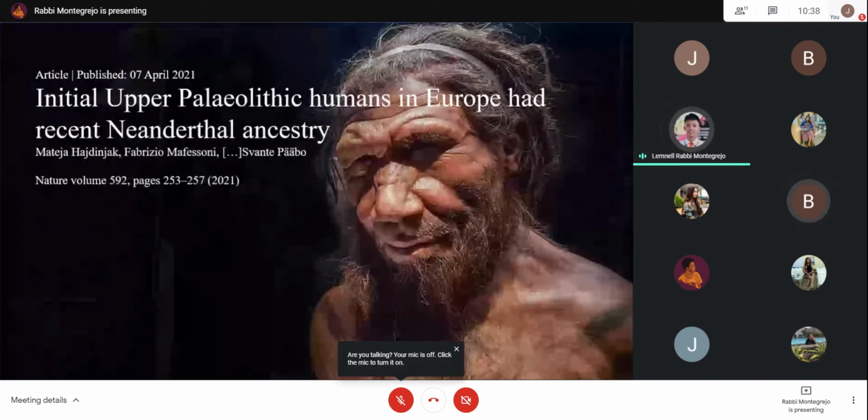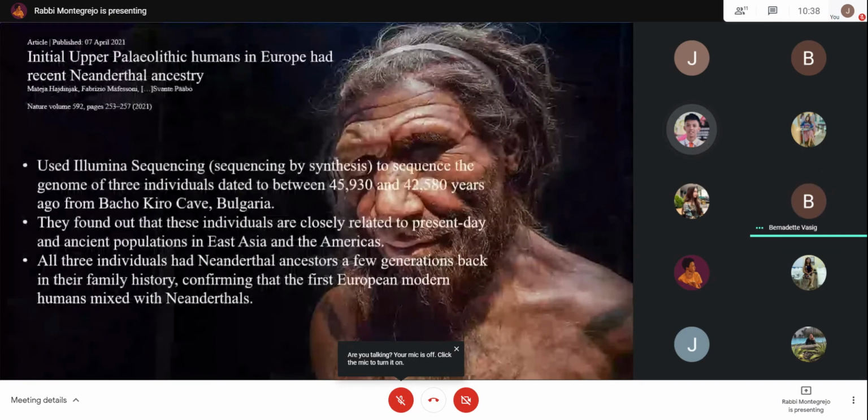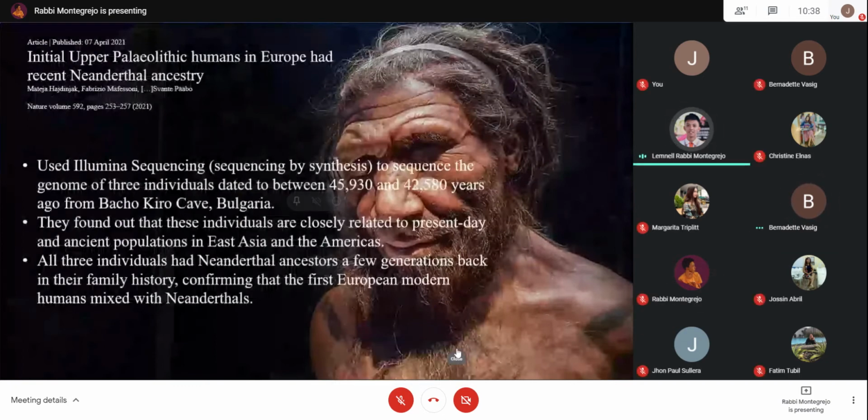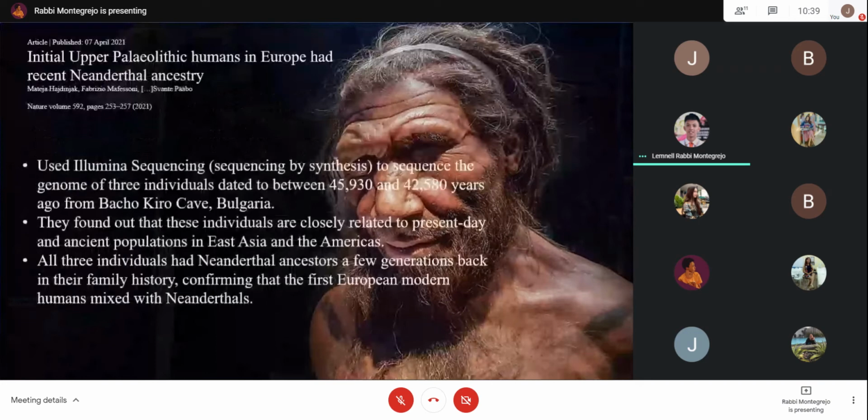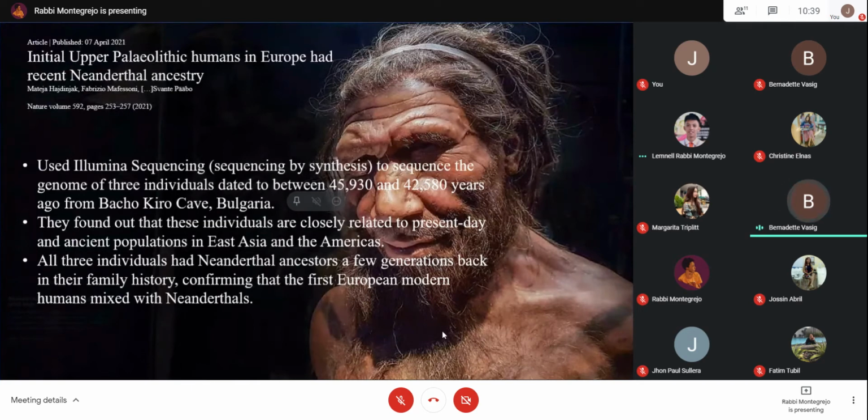So, in this study, they use Illumina sequencing, that is sequencing by... oh dear. Is it my internet connection? Or gaputol-putol ka. Sige, go on, Mr. Montegrejo. Okay.